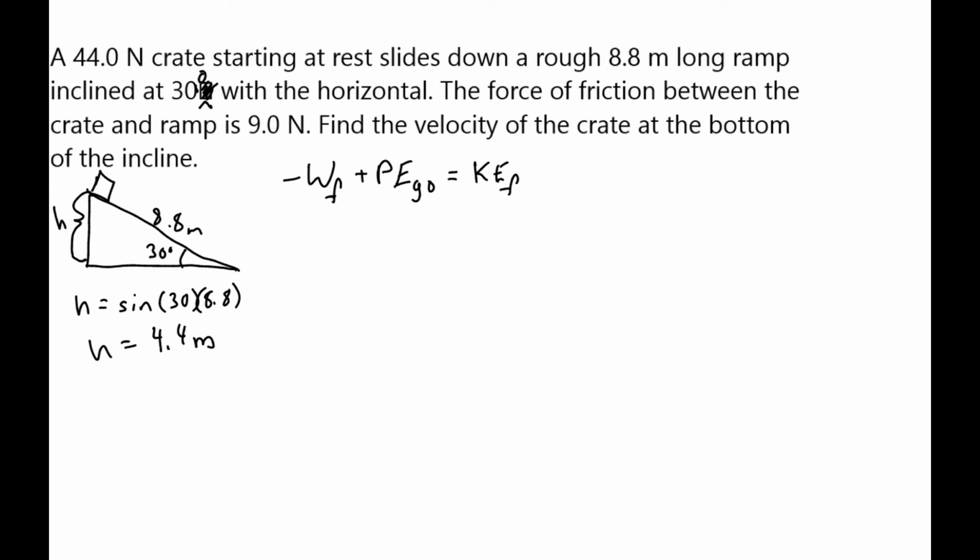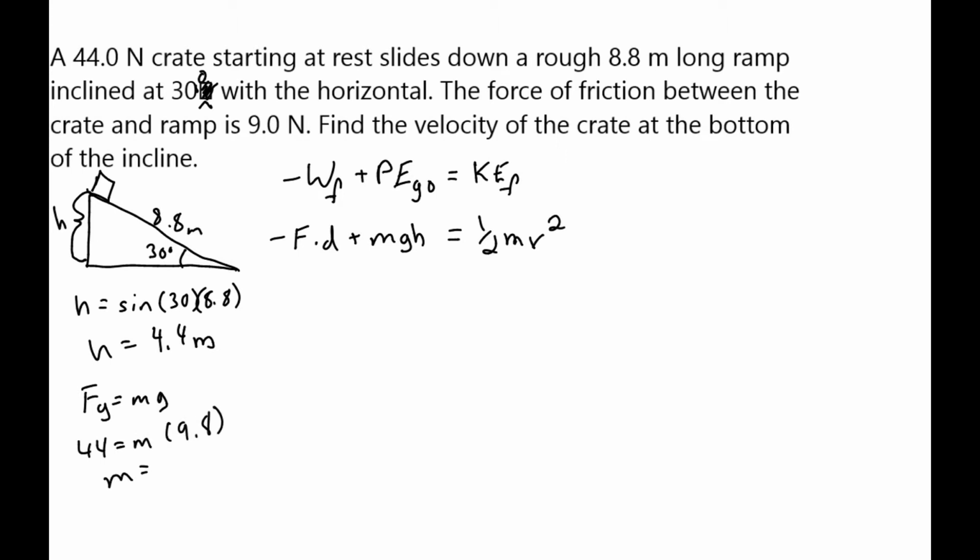This is our equation. So we've got negative force times distance, plus mgh, equals 1/2 mv squared. So what else do we need? We have the weight of the crate. We'd probably like to have the mass of the crate, would be nice. So let's find that. So we've got Fg equals mg. So 44 equals mass times 9.8.